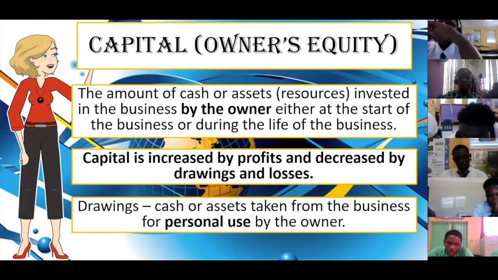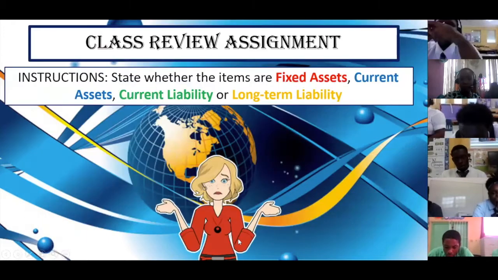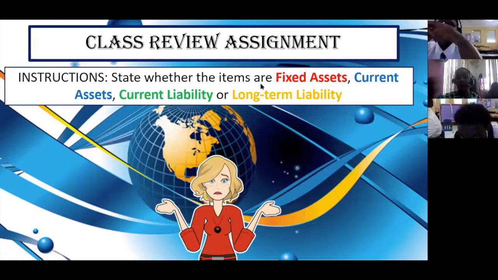All right, so let's just test where you are, and let's go. So this is your instructions. You're going to tell me whether these items are fixed assets, and you're going to put FA. Current assets, you're going to put CA. Current liabilities, you're going to put CL, or long-term liabilities, you're going to put LL. So I'm going to put it up, and we're going to test this. Whoever types in first gets it.